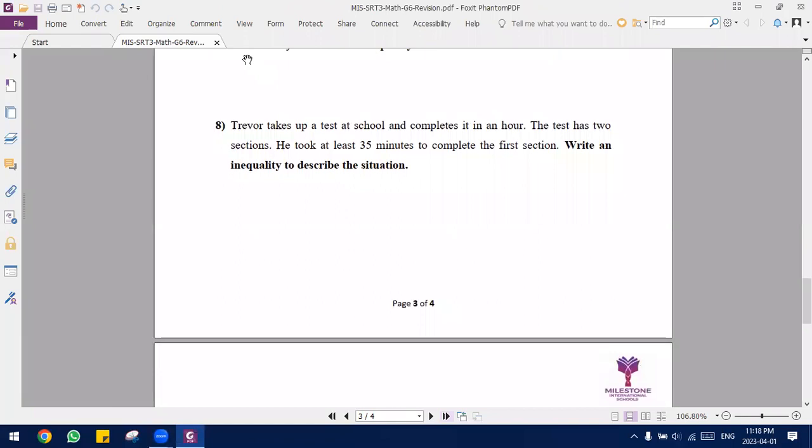Now, question 8. Trevor takes a test at school and completes it in an hour. The test has 2 sections. He took at least 35 minutes to complete the first section. Write an inequality. As I said, I need to start with the word that describes the inequality, which is at least. For example, you need to get at least 60 to pass, let's say. So at least means I'm giving you the minimum and we need more. At least 35 means I accept 35 and more. So it's greater than or equal to when you see the words at least.